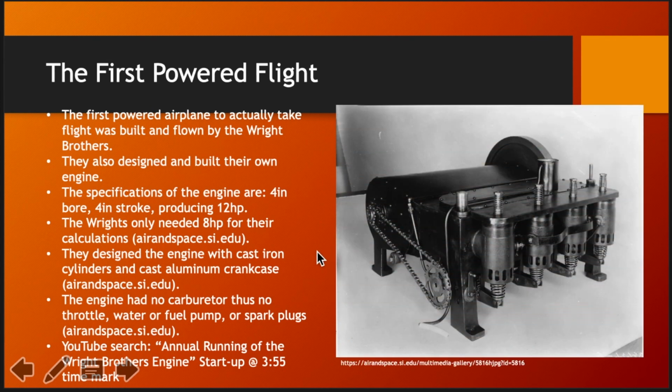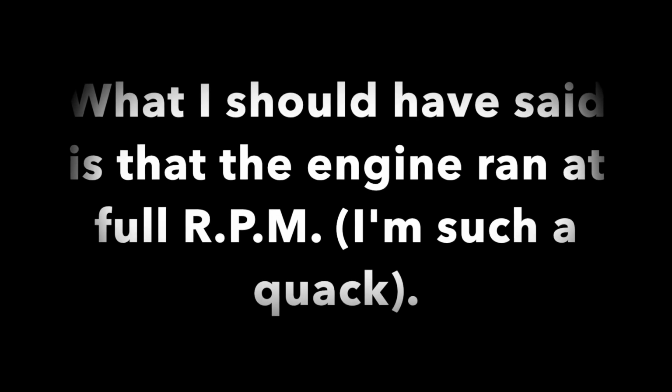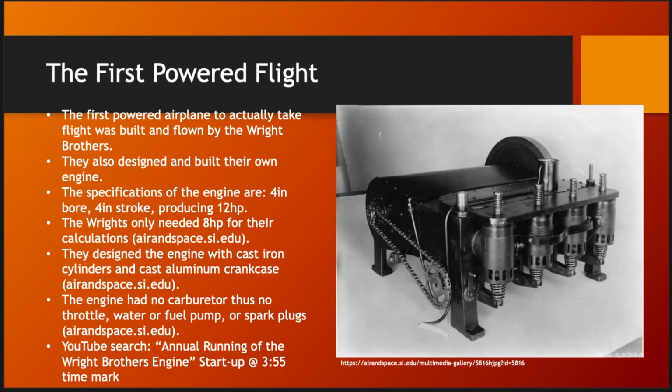So, as alluded to way back in the beginning of our class here, we already talked about the Wright brothers and whatnot. So here's the engine that they actually used, and the really interesting things about this engine are it didn't have spark plugs, it didn't have a carburetor, so that means it didn't have a throttle, and it didn't have a fuel pump or a water pump.